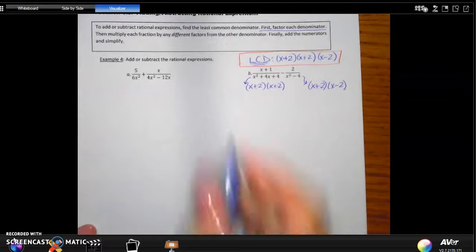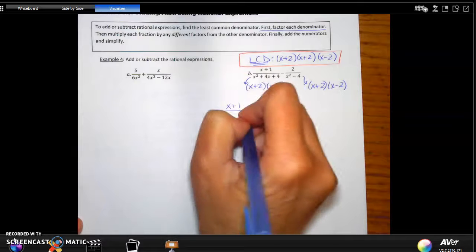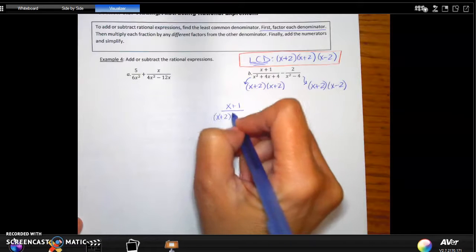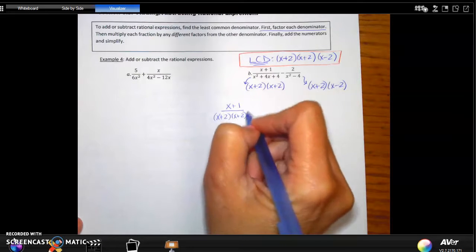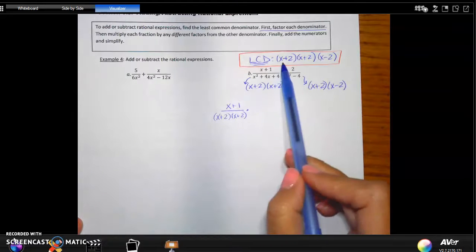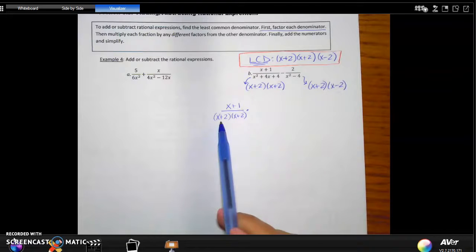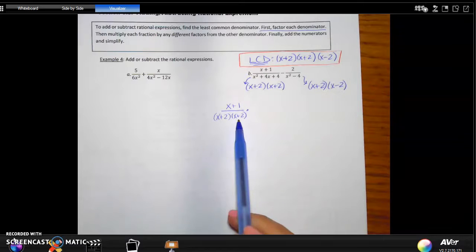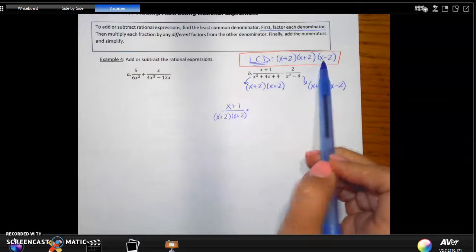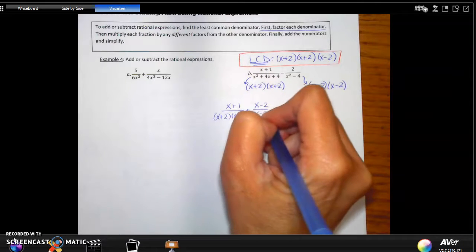Okay, so let's look at this first fraction. And I'm going to write the bottom in its factored form just so we can kind of keep track of things here. So when we do that, we're looking for x plus 2, x plus 2, x minus 2. What we have is just x plus 2, x plus 2. So we've taken care of these two. We need to deal with this one. So we're going to multiply by x minus 2 over x minus 2.